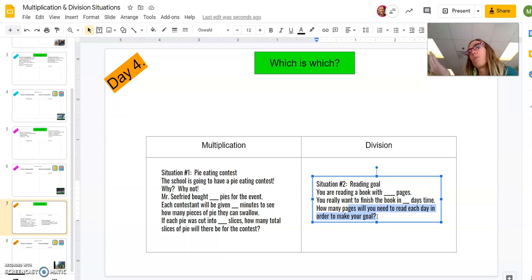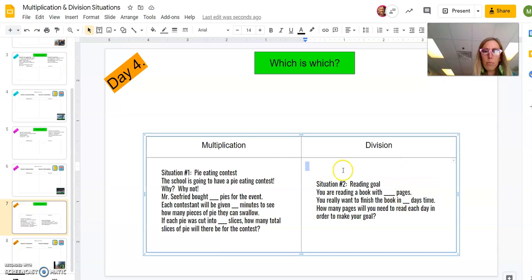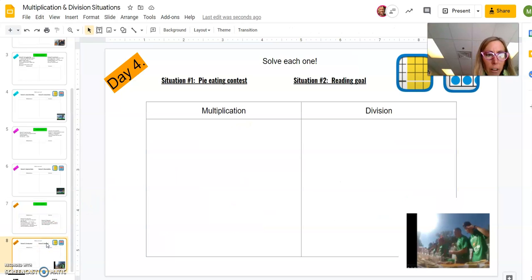So yeah, you could read more pages on one day than you would another, but if we were to equal them out, about how many would you need to read every day to accomplish that goal? So I'm going to say, all right, let's say I have 100 pages, and I'm going to try and read that in 4 days. Well, I'm going to take those 100 pages and divvy them out, right? Divide them out, split them amongst the 4 days. That's dividing. So I'm going to figure out how many pages each day. Okay, we got our situations, we got them placed. Now we just need to solve them.